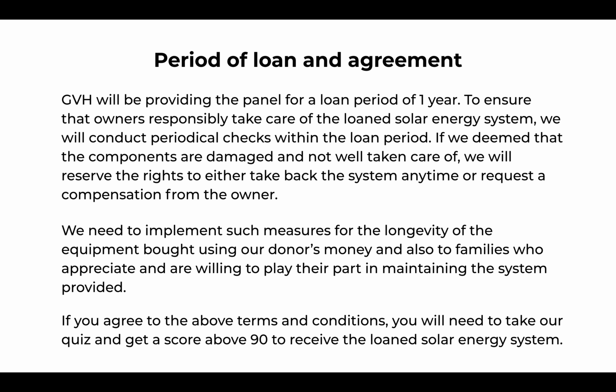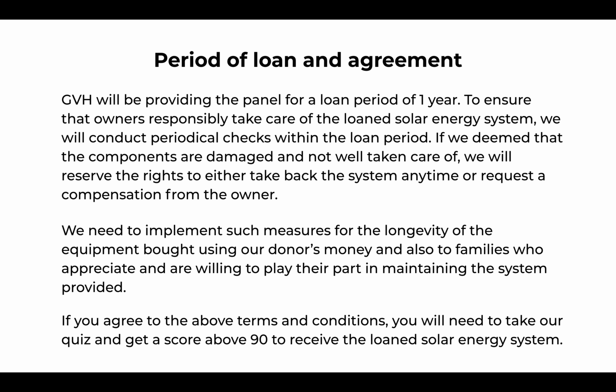Lastly, we'll talk about the period, loan and agreement. So GVH will be providing this panel for a loan period of 1 year, which is equivalent to 12 months, to ensure that owners will responsibly take care of the solar panels loaned to them. We will also be conducting periodical checks to check the capacity of the batteries, and if we deem that the components are damaged or not well taken care of, we actually have the right to take back the system anytime and to provide this system to a family that needs it and also is willing to take care of it properly.